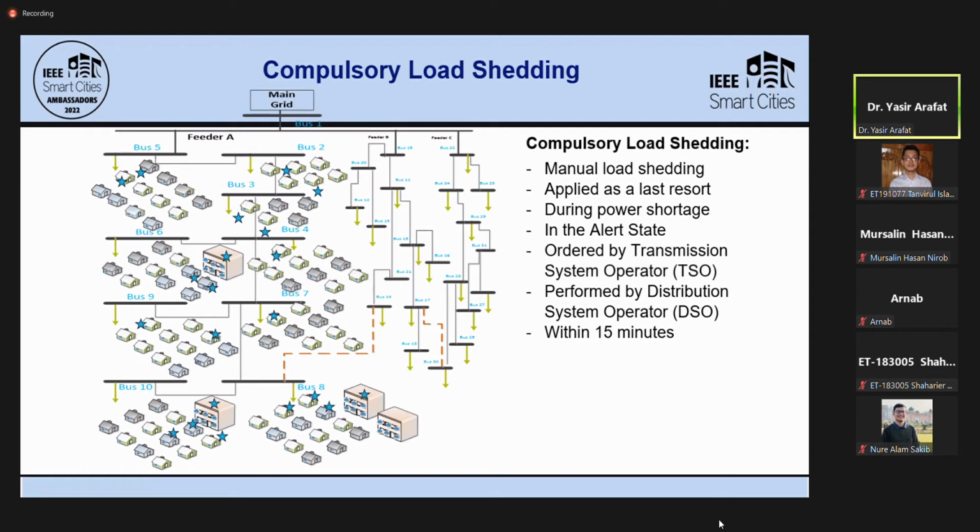So if the TSO orders manual load shedding, how would it work in the present system? Here I have shown a picture. In this picture, a one line diagram of a 10 kilovolt residential grid has been shown, which has 3 feeders. This is feeder A, and this is feeder B and feeder C. I have shown some houses under feeder A.